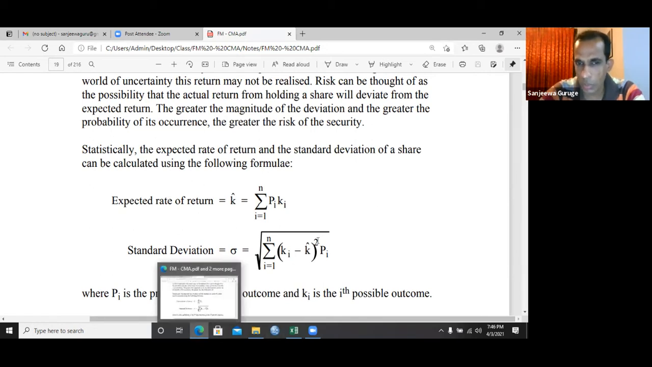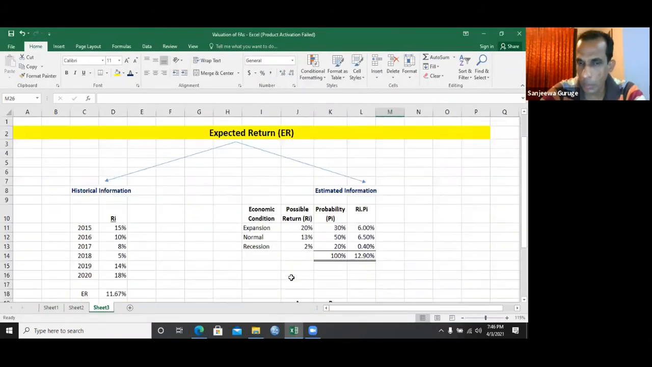So we can calculate using estimated data or using historical data, right? When you calculate the expected return using the estimated data, the probability should be multiplied by the possible return, and we need to get the total. So that's what we did here, right? Possible return multiplied by the probability, and then we get the total.